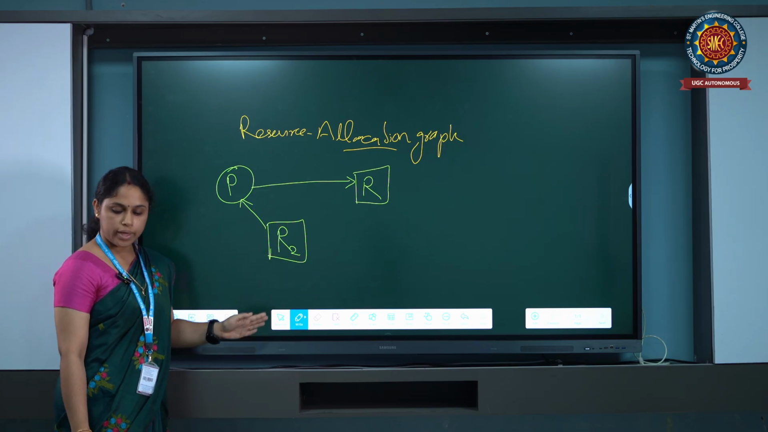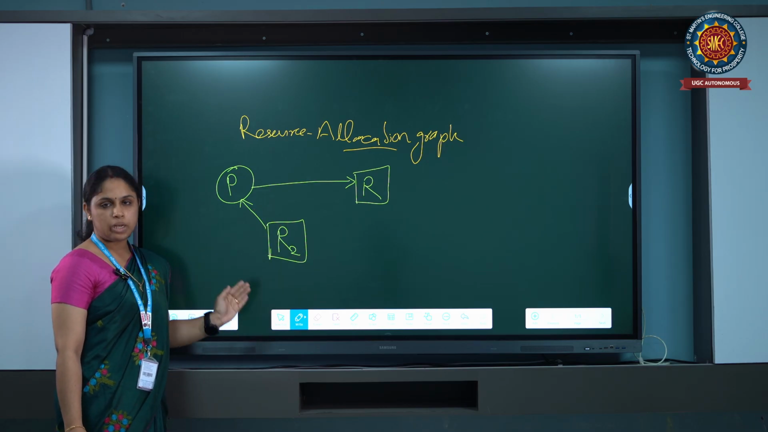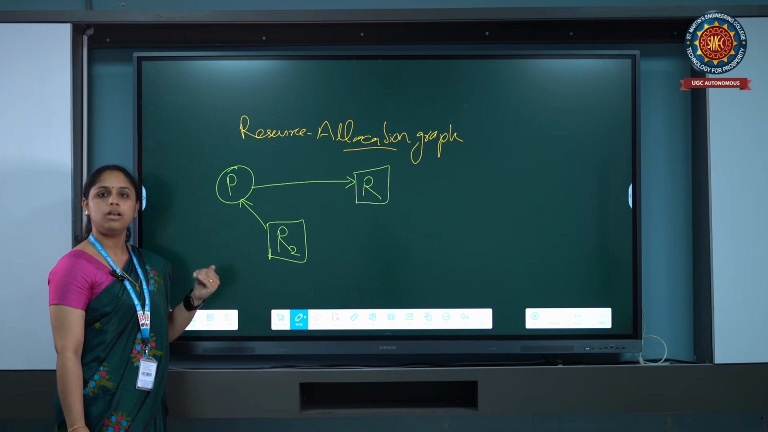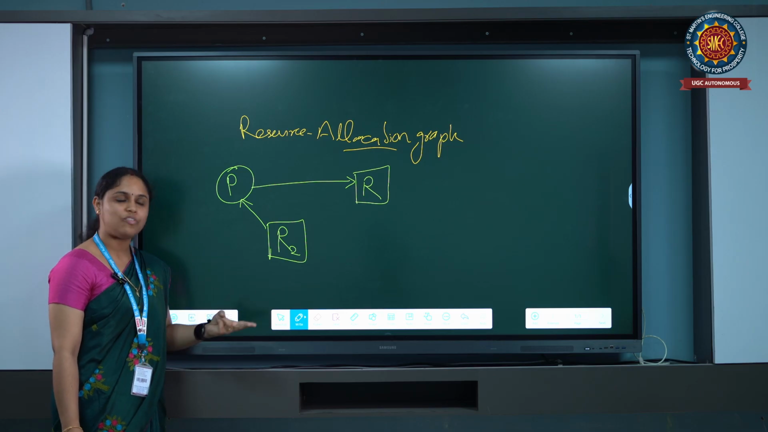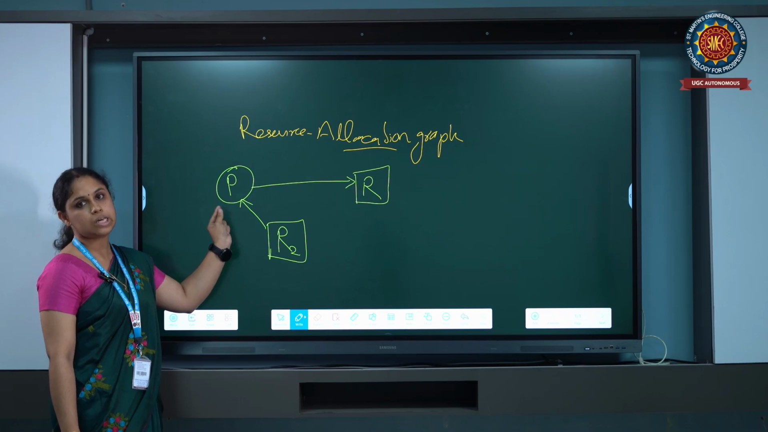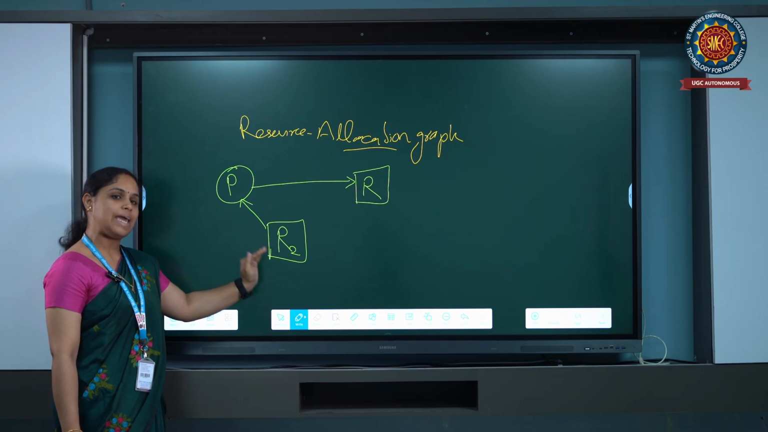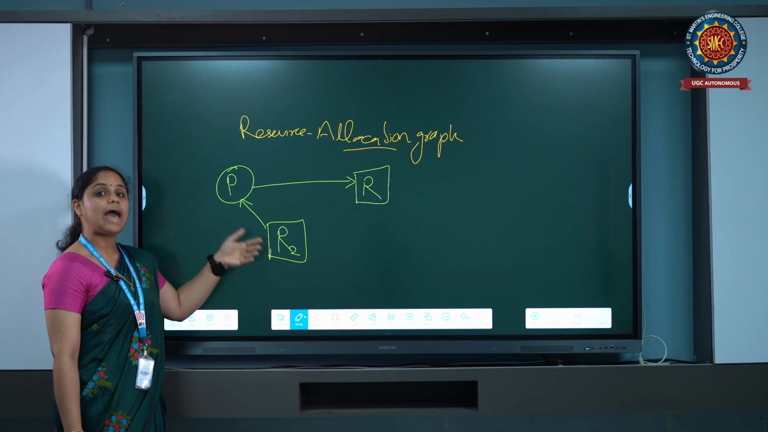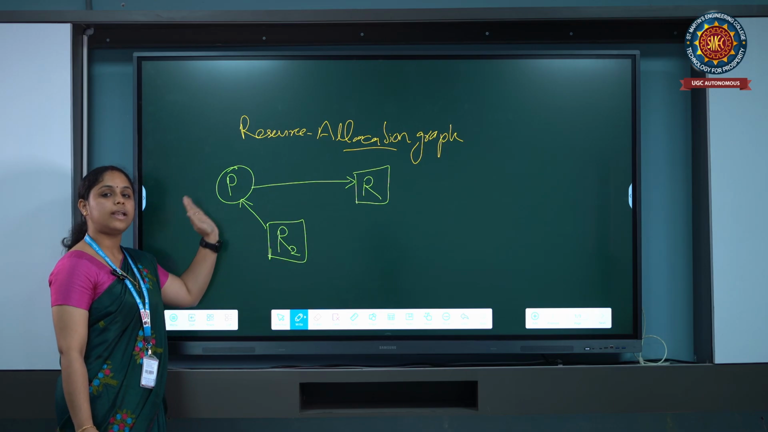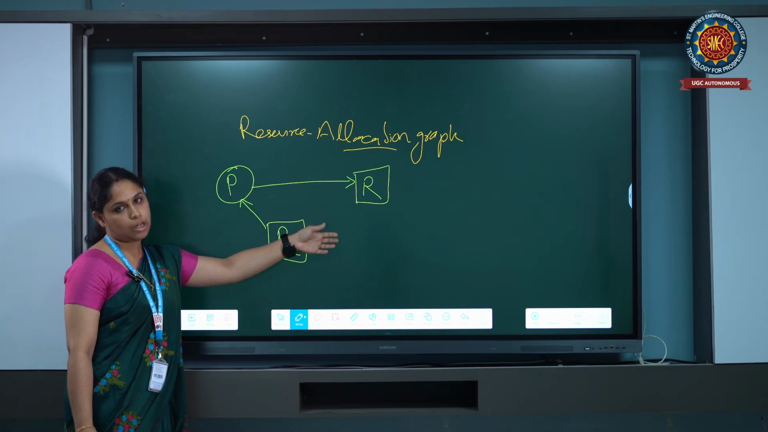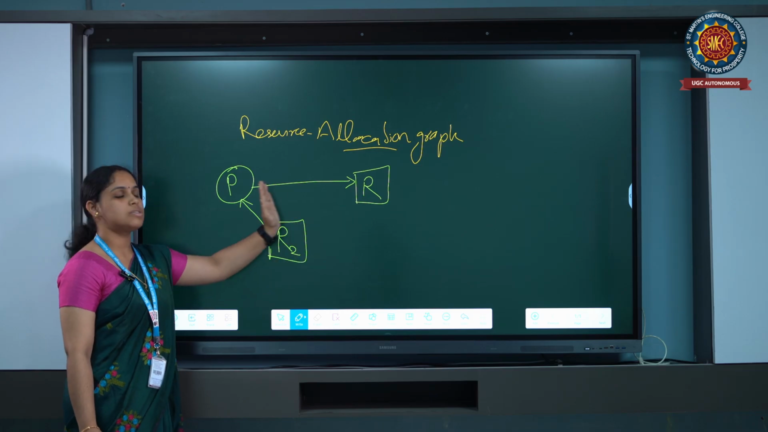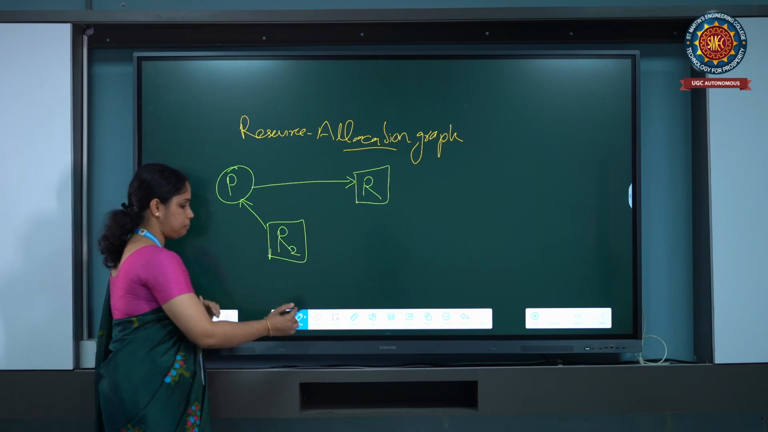In a resource allocation graph, a process is represented as a circle, a resource is represented as a rectangle or square, and there are two types of arrows. One is from resource to the process, meaning that particular resource is already allocated to the process. If the arrow is from process to the resource, it means the process is requesting or waiting to get the allocation of that particular resource. So this is the meaning of resource allocation graph.